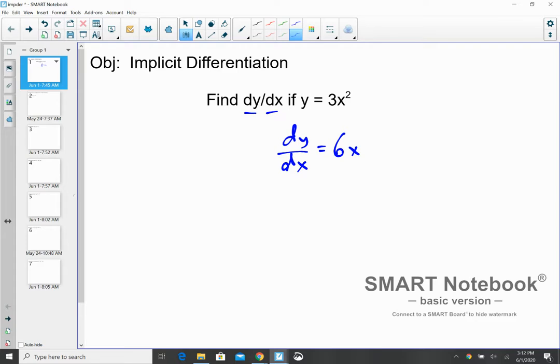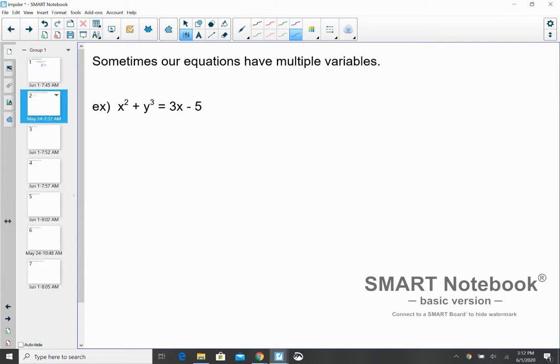So that's some of the semantics. But looking at this as my final answer, you're like, okay, I really didn't learn anything new. I know. I just explained some of the theory behind it. But let's make you learn something a little bit new. Sometimes our equations have multiple variables, but we could still find dy over dx. So that's overall what I am looking to do.